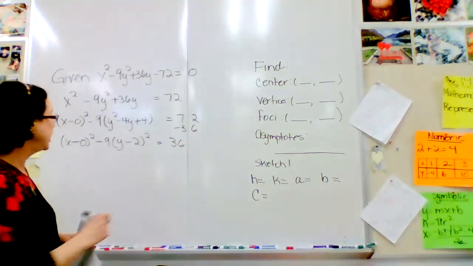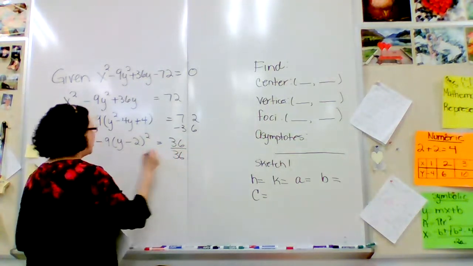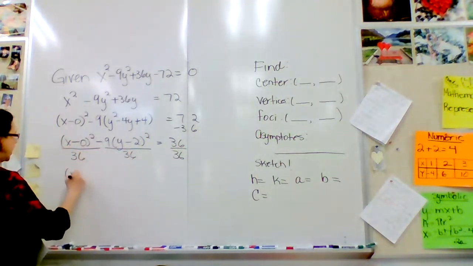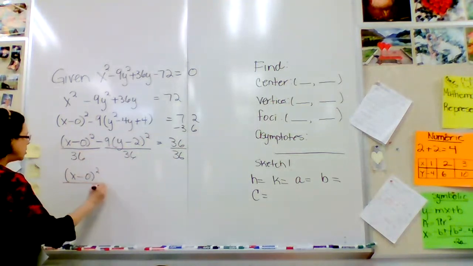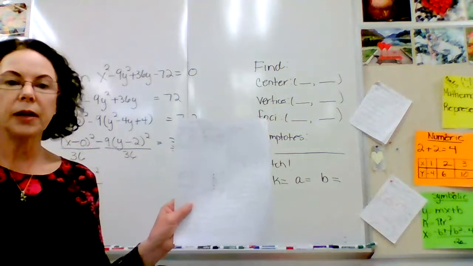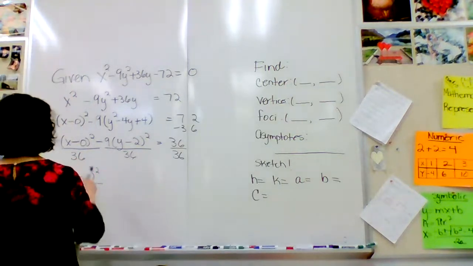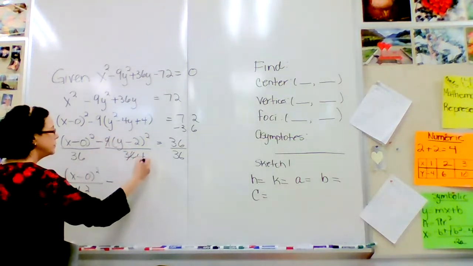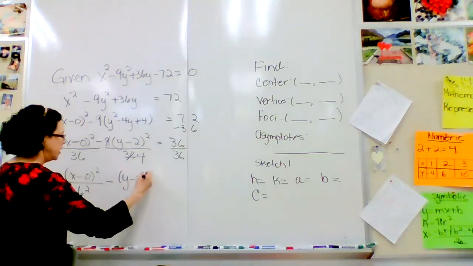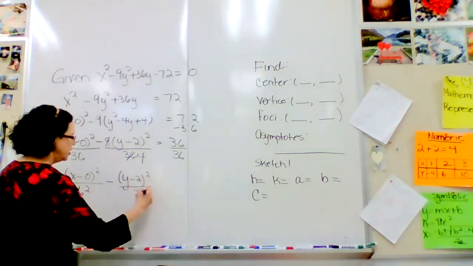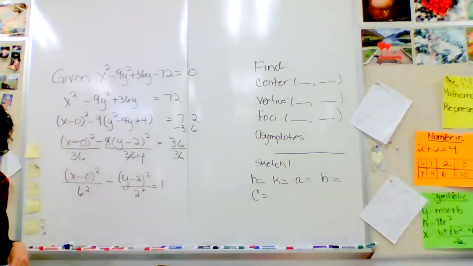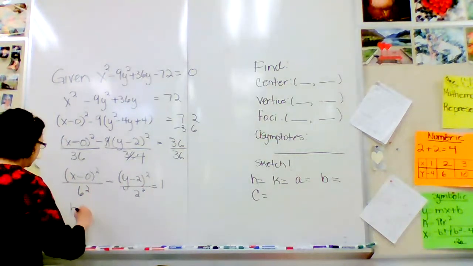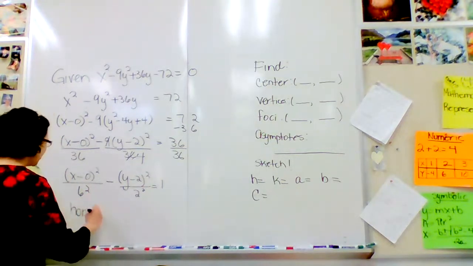So now I'm going to divide everything by 36 because I need that 1 on the right-hand side. There we go. And we have x minus 0 squared. Notice that in the denominators for a hyperbola, they are values being squared. I am going to write 36 as 6 squared. Next, the 9 cancels and leaves a 4 in the denominator, which I'm going to write as 2 squared, equals 1. So what I know is because my x squared term is first, this hyperbola is horizontal.